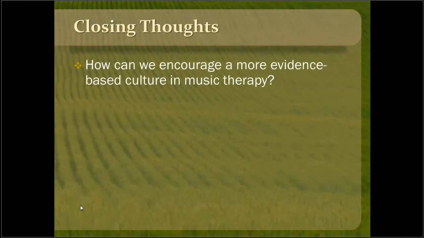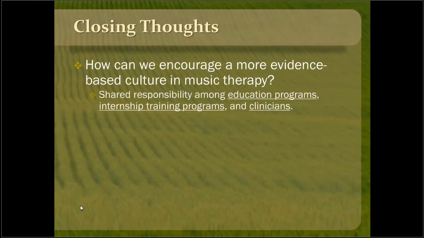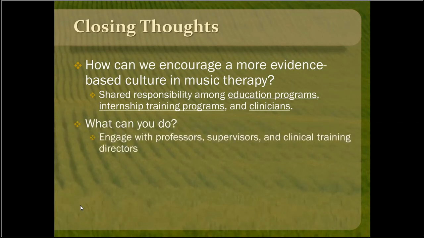So how can we encourage a more evidence-based culture in music therapy? Well, I think it's a shared responsibility between education programs, internship training programs, and clinicians. It's not something that's a single responsibility of any one of these. So what can you do? Well, as a student, engage with your professors about research. Talk to your supervisors about research. And talk to your clinical training directors at internship sites. Have conversations with them about research.